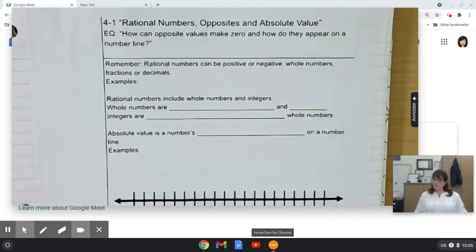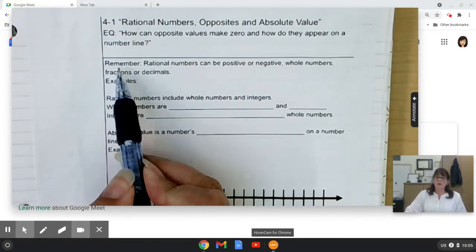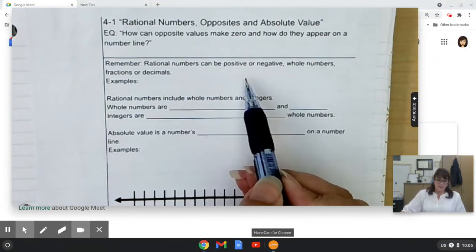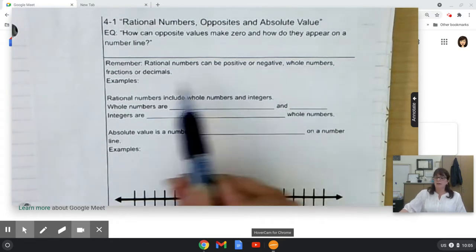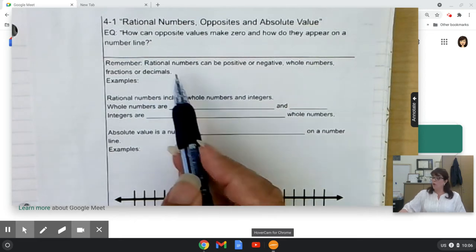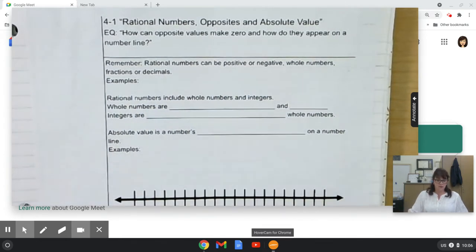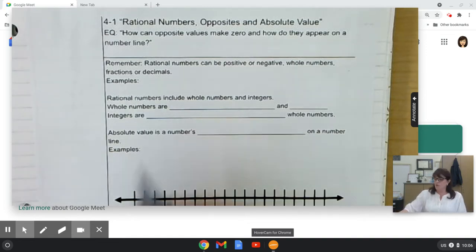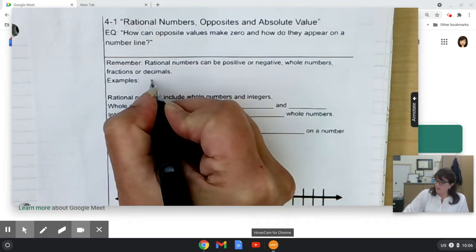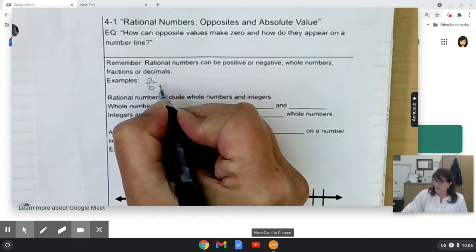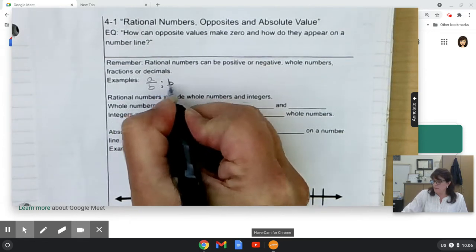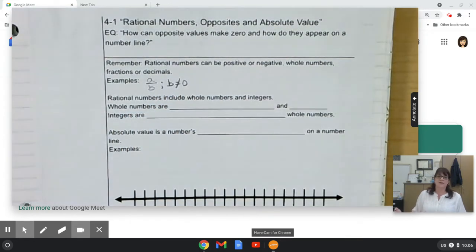Okay? So, something to remember. Rational numbers can be positive or negative. They could be whole numbers. They could be fractions or decimals. All of those are rational numbers. The definition says that any rational number can be written as a fraction, a over b, as long as b does not equal 0, because you can't divide by 0. But let's give some real examples.